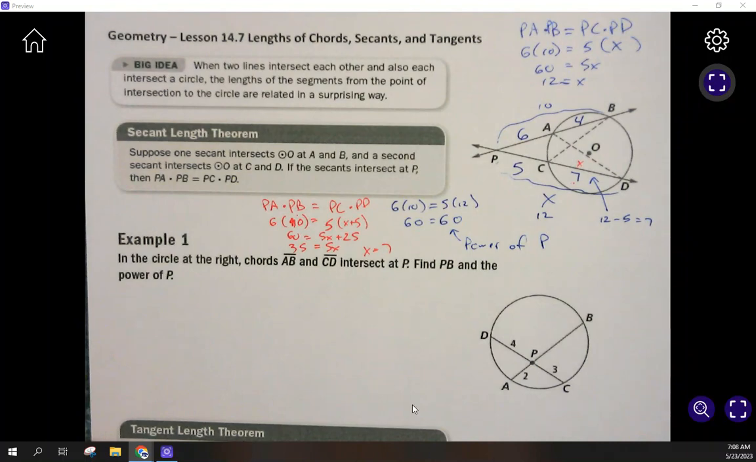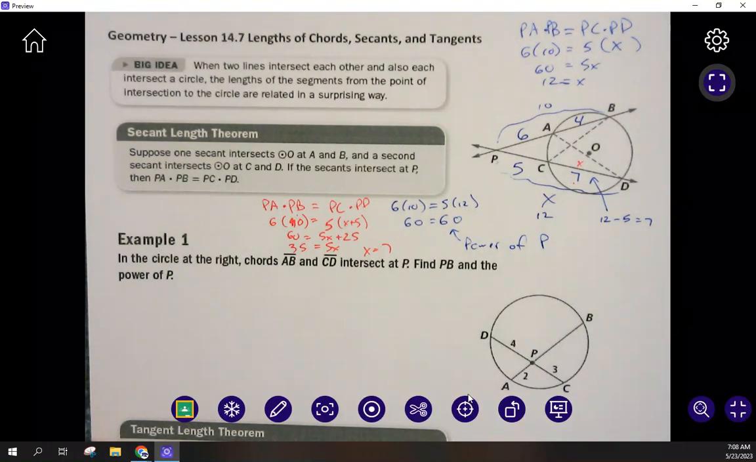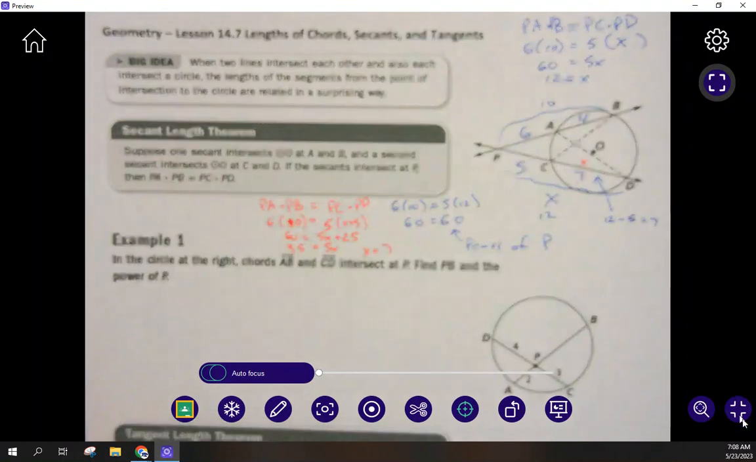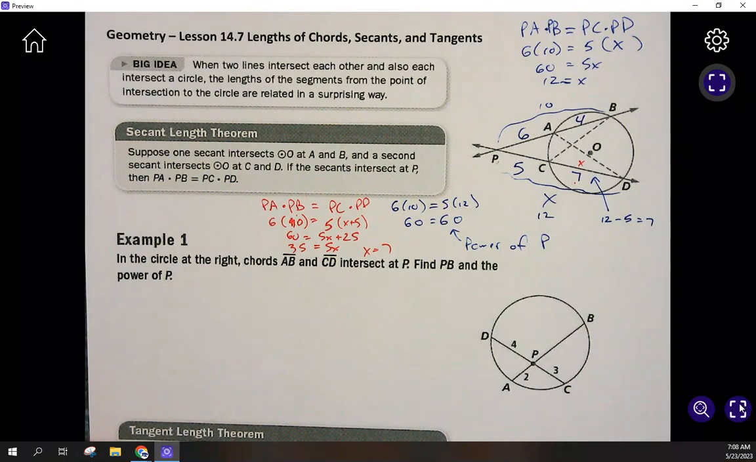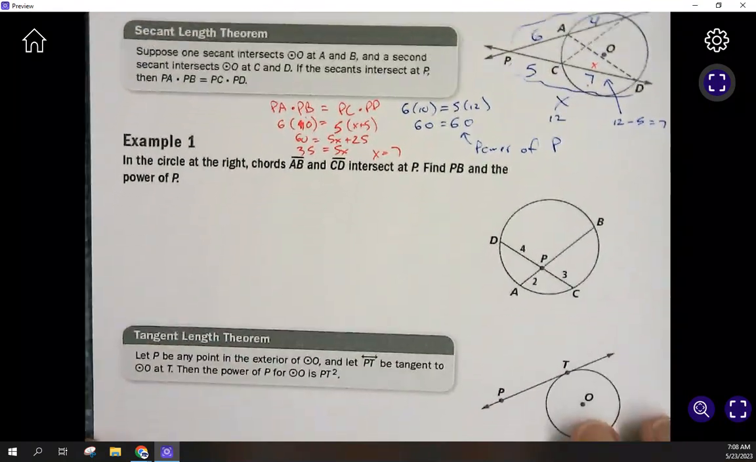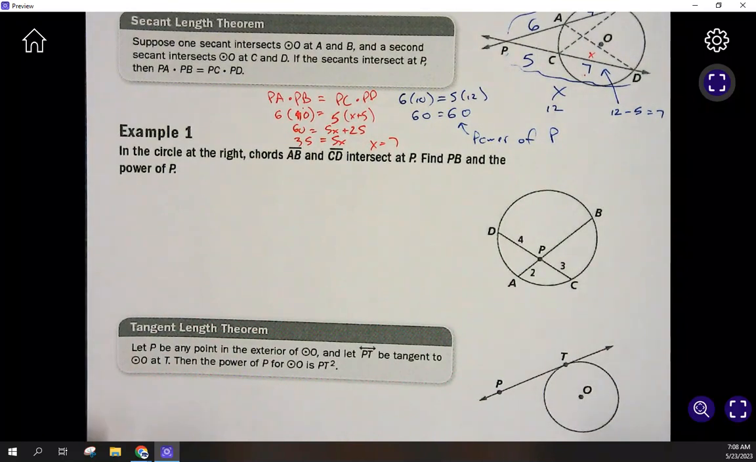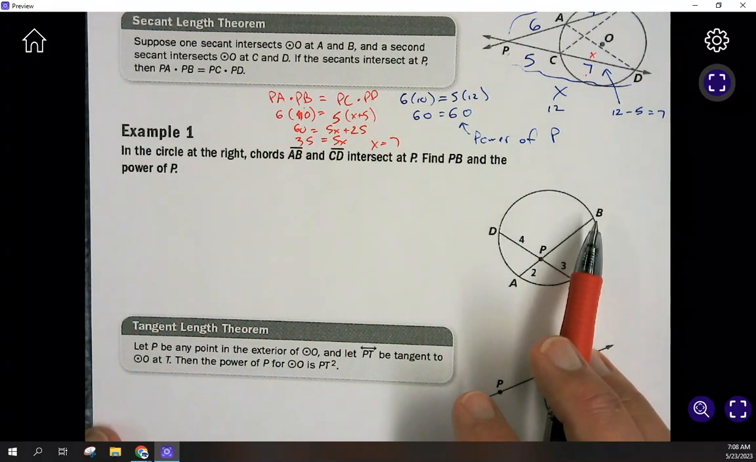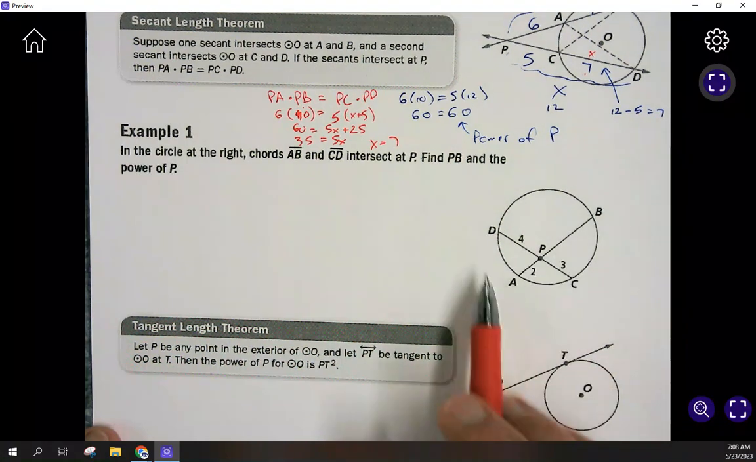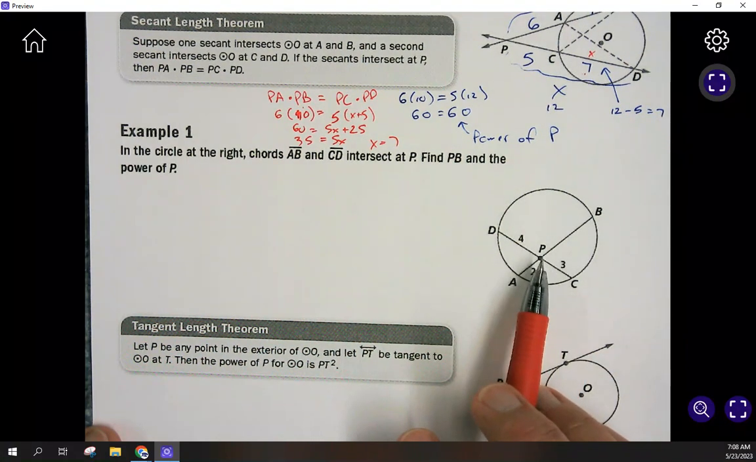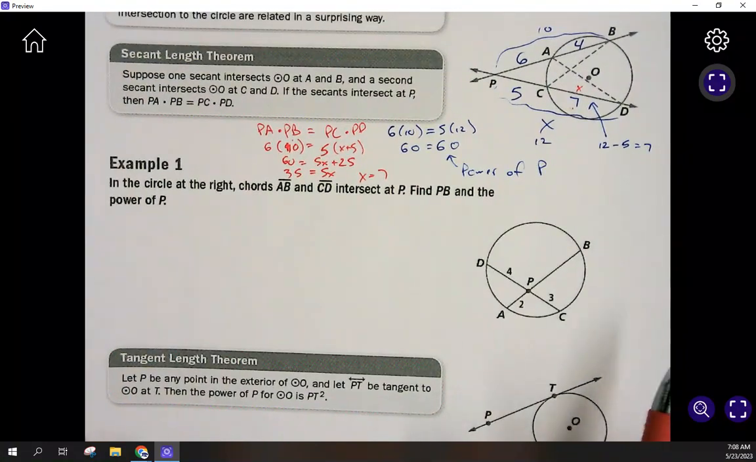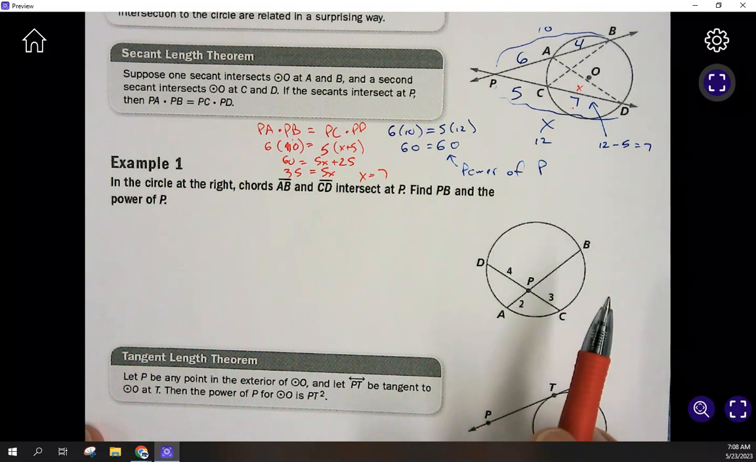Okay, so just like anything, the first time you see it, it probably feels difficult because it's new, but this actually makes a lot of sense and won't be that difficult for you, I don't think. So example number 1, circle at the right, we have chords AB and CD. They're intersecting at point P. So this is an example of this when P is on the inside of the circle.